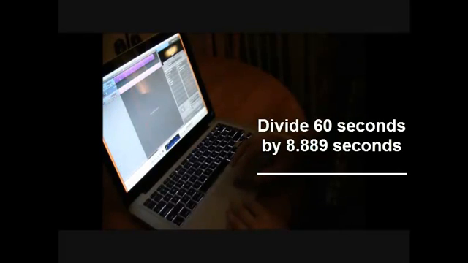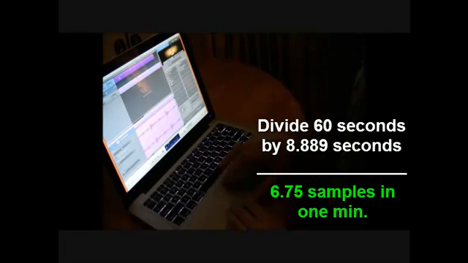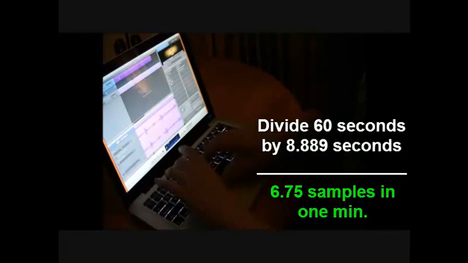In order to do this, we need to divide 60 seconds by the 8.889 seconds of our instrumental sample. The answer that we get is 6.75 samples in 1 minute.